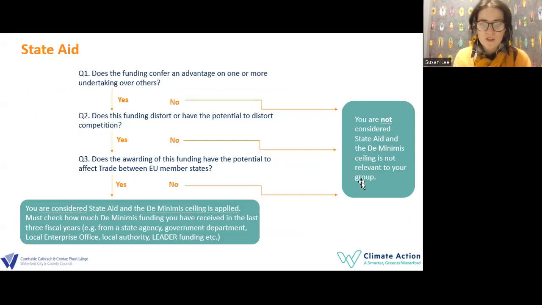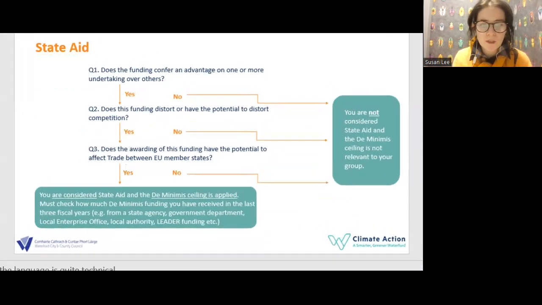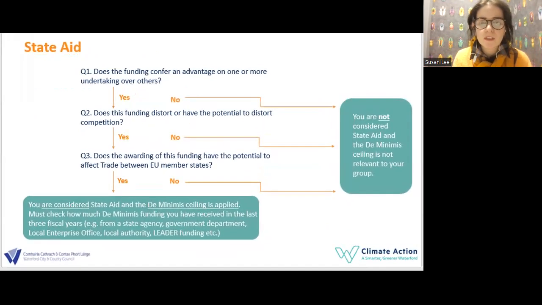So let's go through the questions because the language is a little technical. So question 1, sorry about that. Question 1, does the funding confer an advantage on one or more undertakings over others?